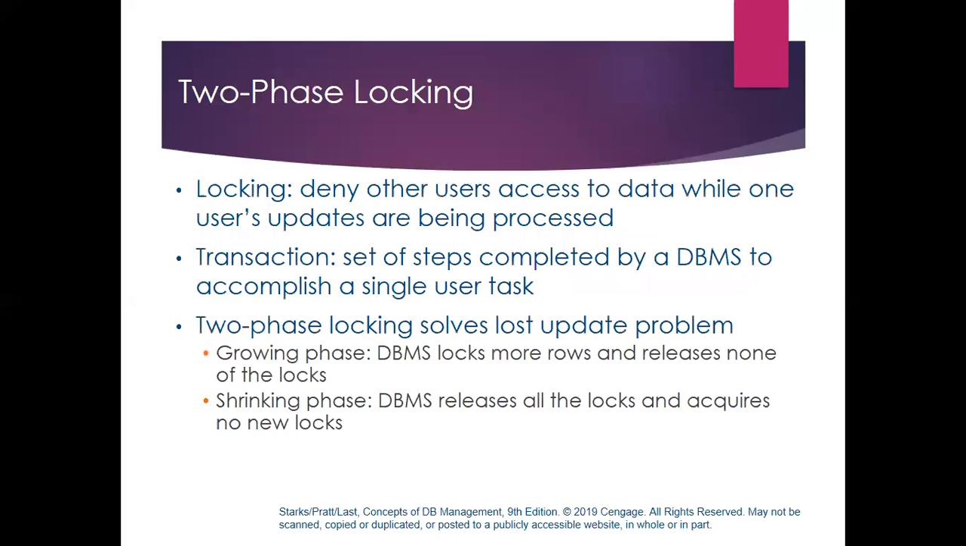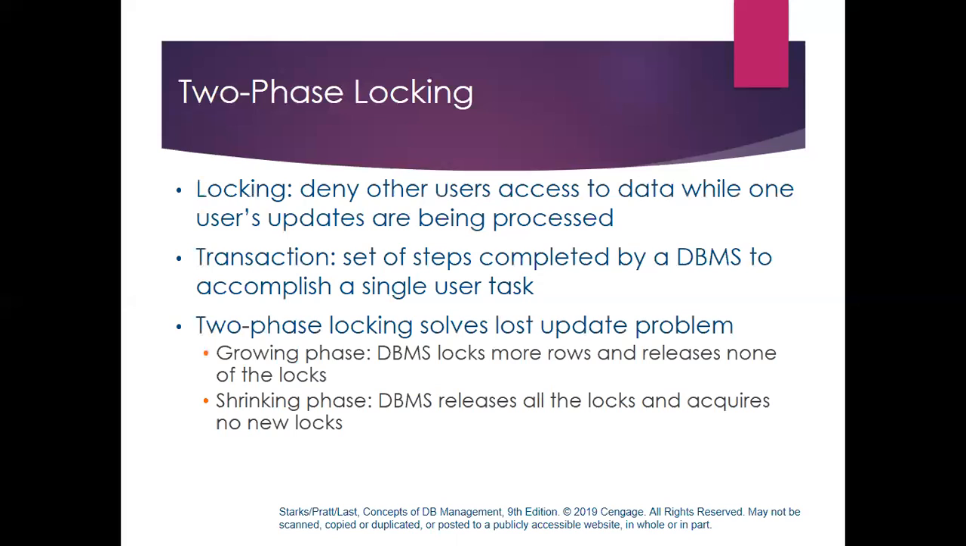Two-phase locking. In most cases, the concurrent update problem can be solved by avoiding it. An alternate method for solving the lost update problem is for the database management system to use locking. Locking denies other users access to data while the database management system is processing another user's updates. When this happens, users whose access is blocked are notified that the data is locked.